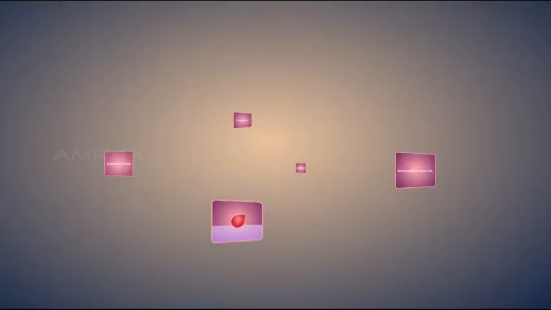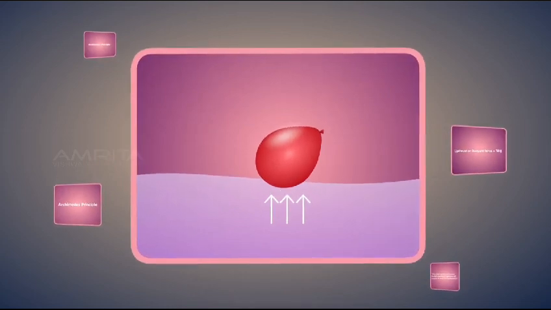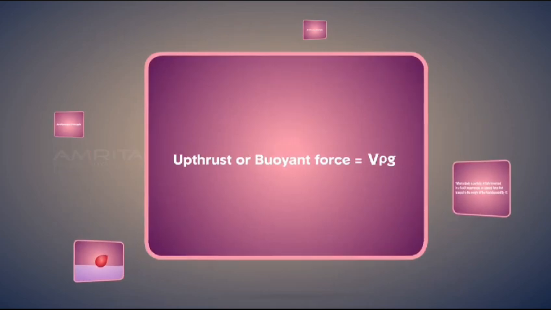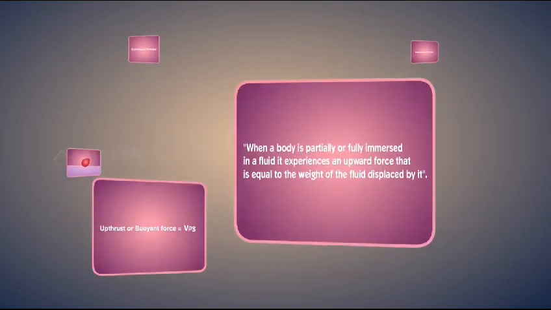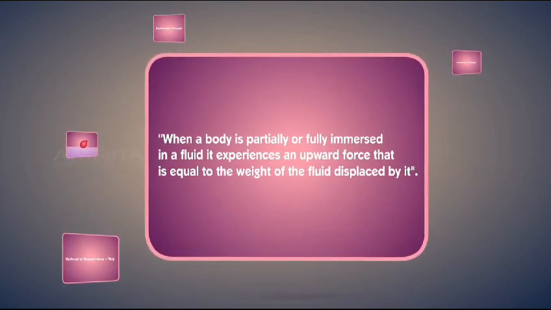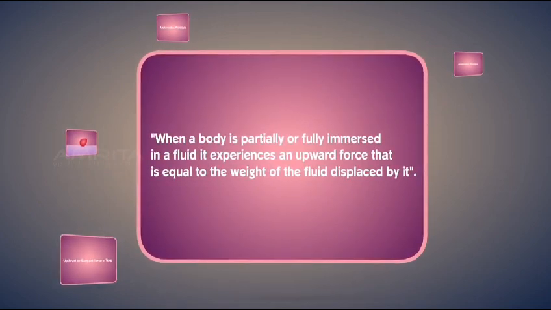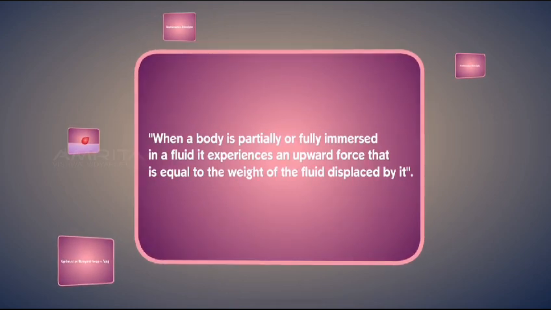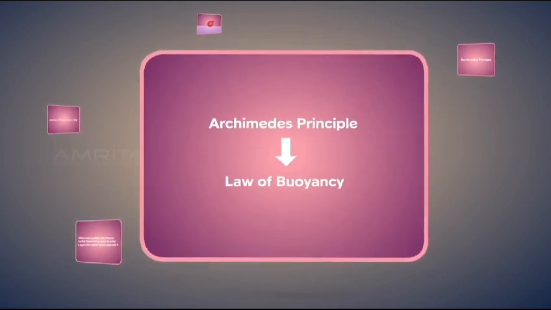Things to remember. The upward force exerted by a fluid is called upthrust or buoyant force. Upthrust or buoyant force equals Vρg. Archimedes' principle states that when a body is partially or fully immersed in a fluid, it experiences an upward force that is equal to the weight of the fluid displaced by it. Archimedes' principle is also known as the law of buoyancy.